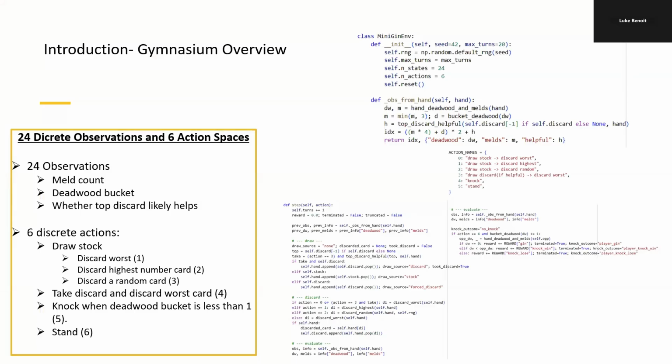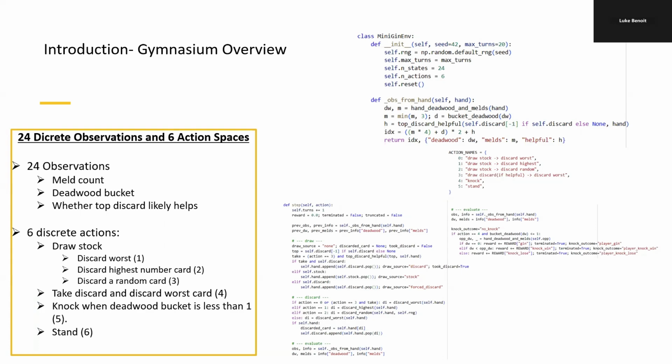And so just the overall gymnasium that I created, it's the Gin Rummy environment. And so we have 24 observations and then we have 6 actions that we take. So for our observations, we look at the meld count, which is the number of pairs that we have together, typically 4 pairs total because we have 12 cards. The deadwood bucket tells us how many cards we have that are not matched, and then whether our top discard will likely help our results moving forward. So, we look at the top discard depending on our actions.